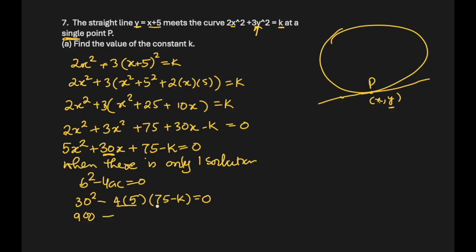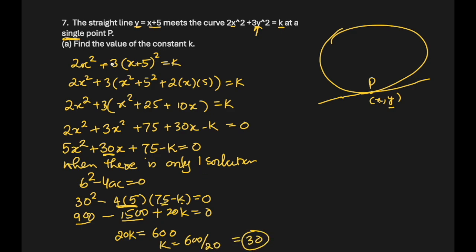900 minus 20 times 75 will be 1500, plus 20k equal to 0. So 20 multiplies with 75 as well as k, and all of them. Okay, we can solve this. 900 minus 1500 is minus 600, and that minus 600 I'll take to the right side, which will become positive 600. So k is 600 divided by 20, which is 30. We found the value of k.